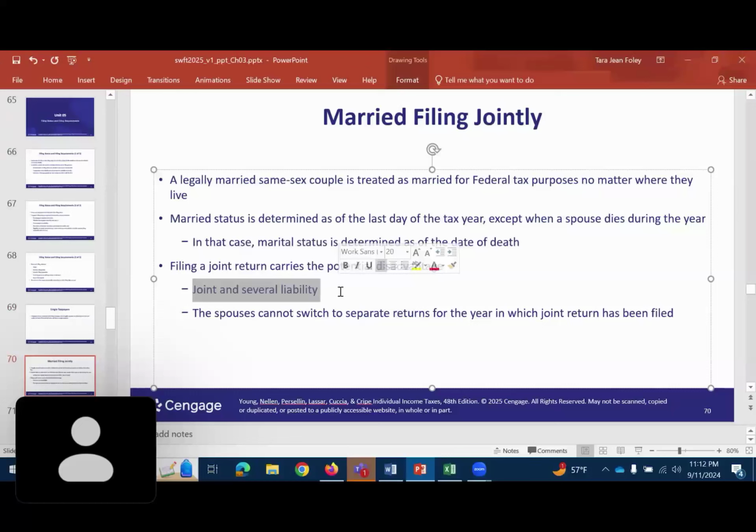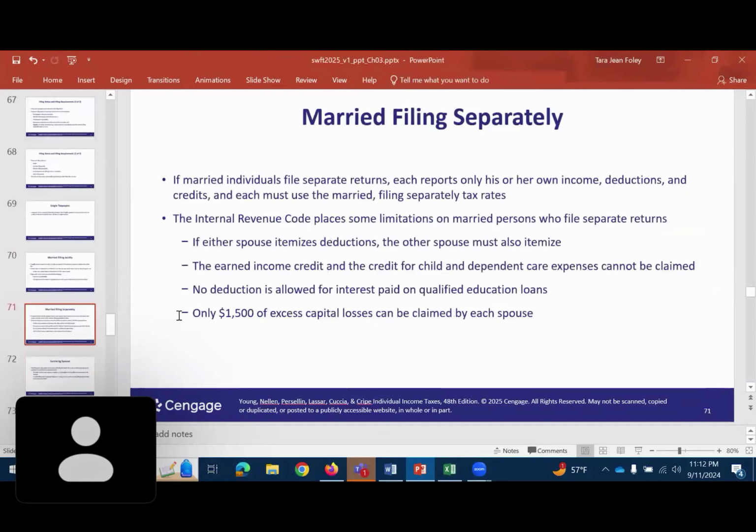I'm going to be liable for it because I'm filing jointly, okay? A spouse cannot switch to separate returns for the year in which the joint return has been filed. So you have to make sure that's going to happen. Married filing separately, each of us would record our own income, deductions, and credits, et cetera.